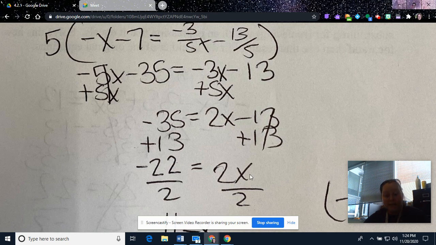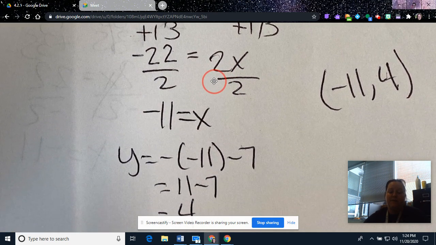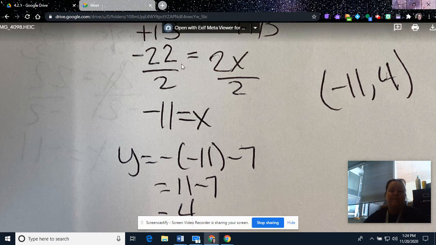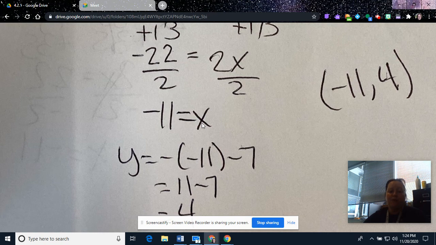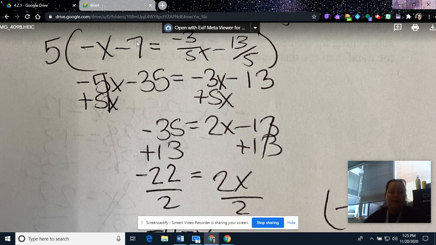2 times what gives me negative 22? The opposite of multiply is divide. And so negative 22 over 2 is negative 11. Now, once you have your x, you're going to plug it in. You can use either equation. Well, this was one of my options.